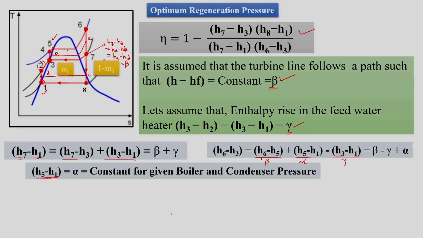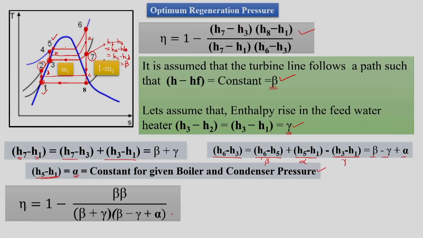Since we have defined the boiler pressure and the condenser pressure for our power plant, and we are finding the optimum point for bleeding, these pressures are known. So, this point and these points are known, and their enthalpy difference is a constant, which we call alpha. So, this expression says that H6 minus H3 is beta minus gamma plus alpha. Then we can write our efficiency formula as 1 minus beta square divided by beta plus gamma into beta minus gamma plus alpha.